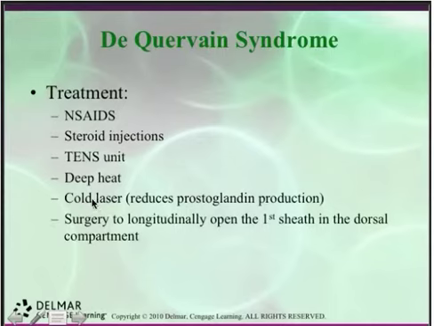We also use deep heat and sometimes cold laser, which reduces prostaglandin production. Prostaglandins are a major trigger for inflammation. We can also use surgery to longitudinally open the first sheath in the dorsal compartment, as explained in the preceding video.